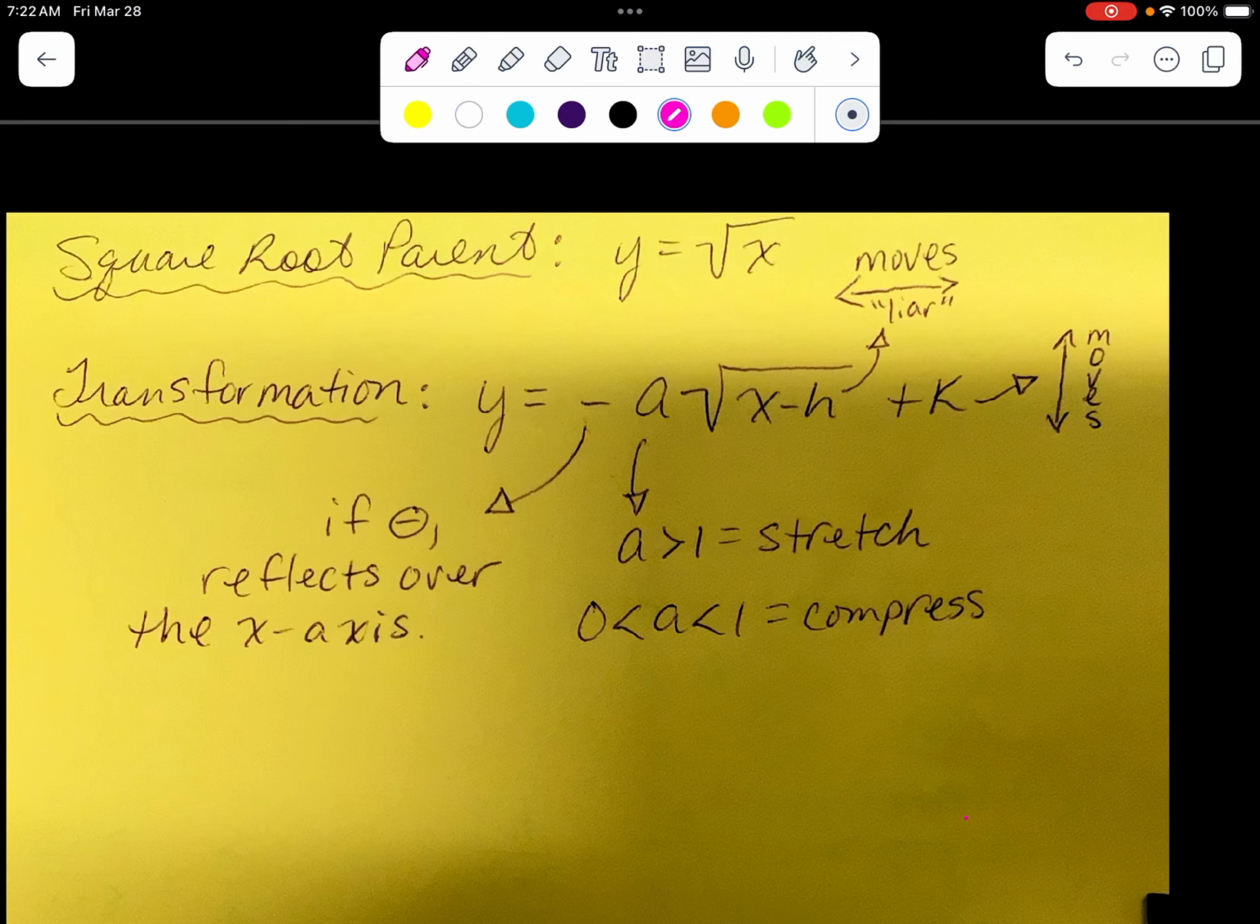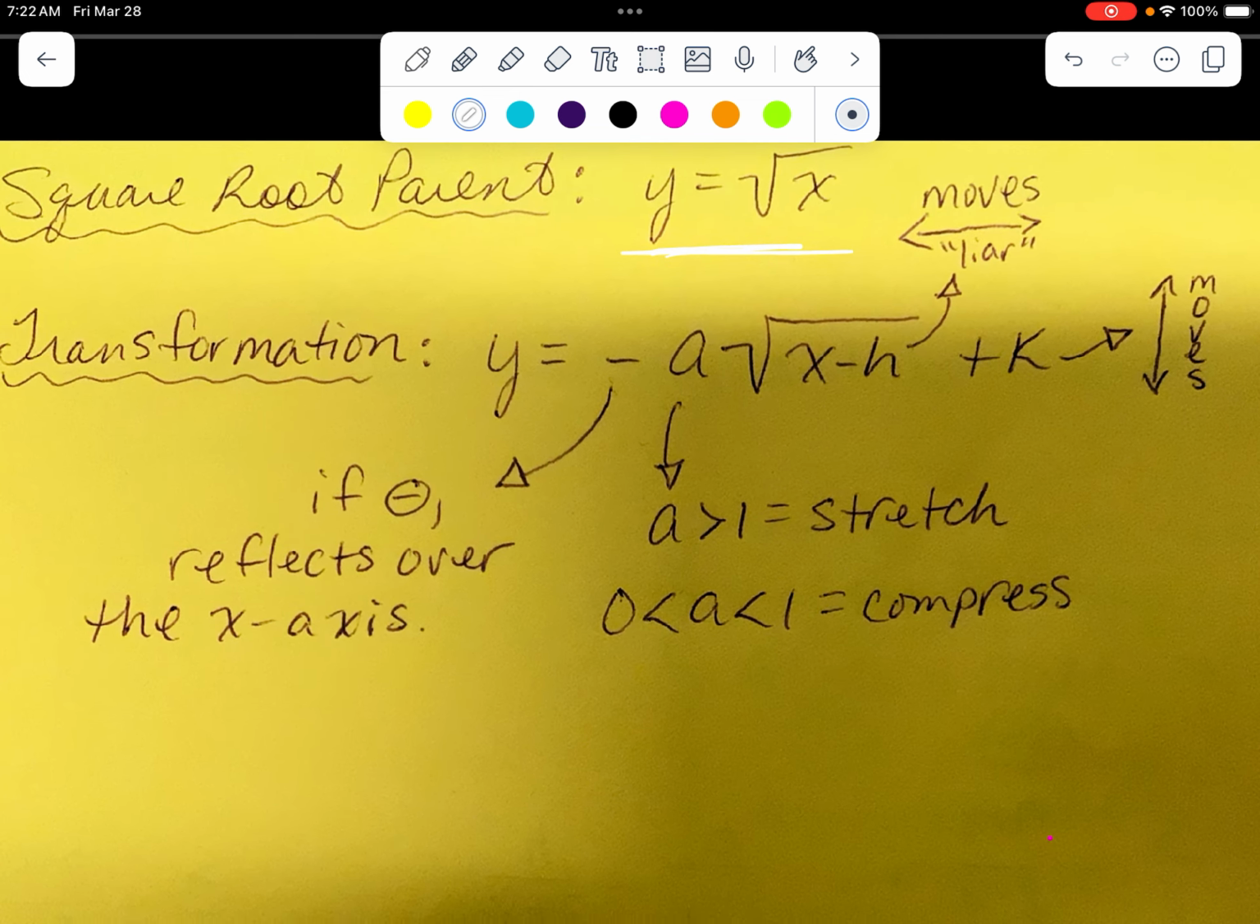In this video, I'm going to show you guys how to write equations of square roots that have transformed from the parent function. So let's start with the parent function here. This is y equals the square root of x. Below this is the transformed equation. So let's look at all the different parts of the equation that we have here.